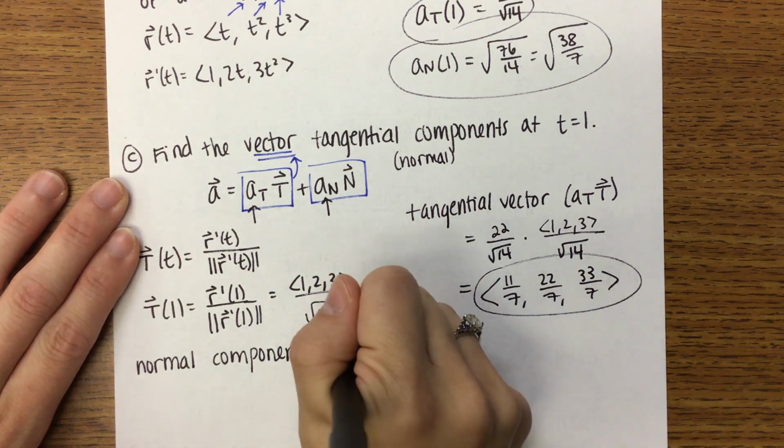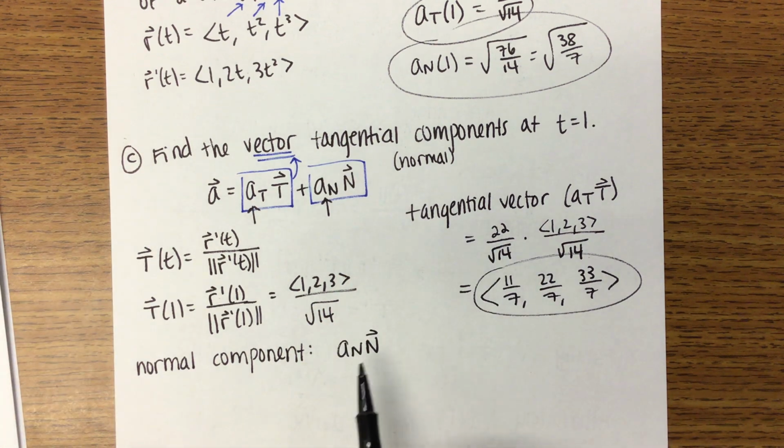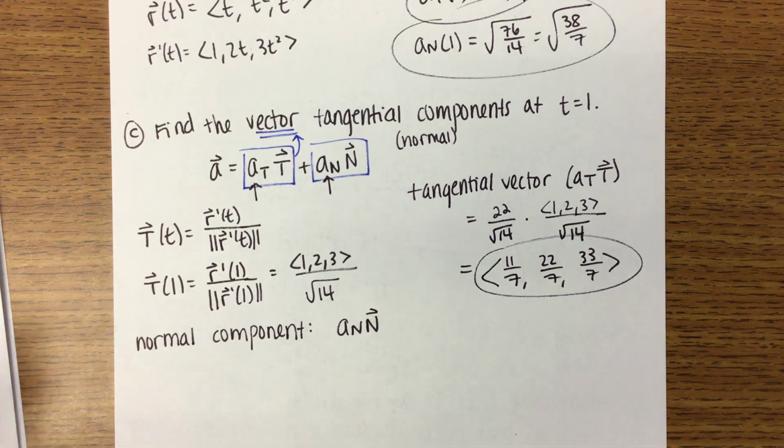Okay, we know from before that that's an N times big N. Now, you can certainly use this. We found the scalar normal component. What you could do is find the unit normal vector and multiply them. That's the definition. There's a little bit of an easier way, though.